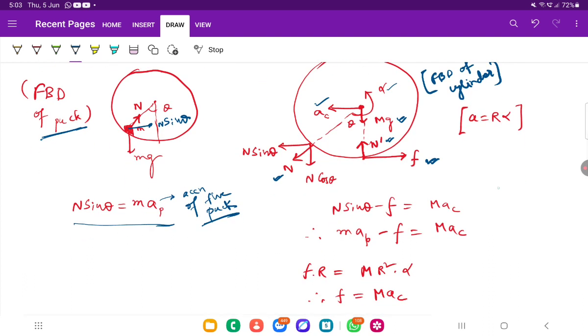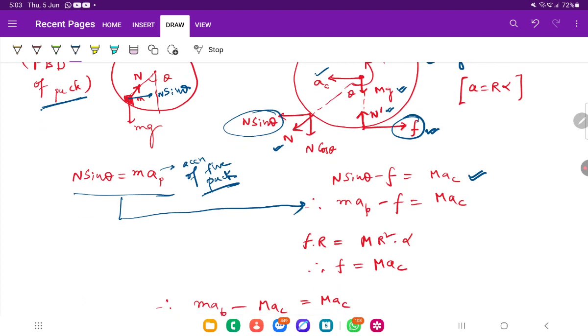And again I am writing the force equation in horizontal direction for the cylinder, that is N sin theta minus f equals M a_C, and I am substituting N sin theta value here as M a_P, and also I am writing the torque equation for the cylinder, that is f into R, radius of the cylinder, will be I into alpha.